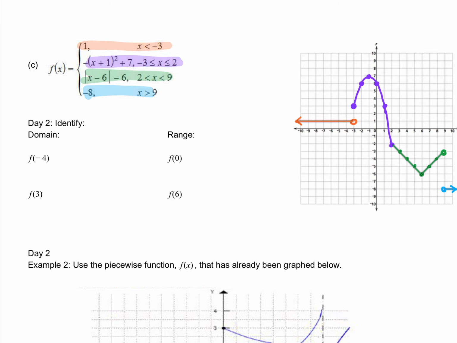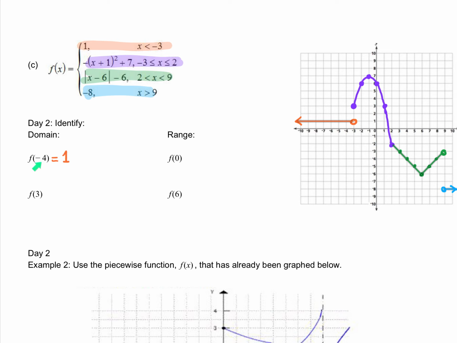Okay, let's move on to the third graph. So for your third graph, you had 4 different functions. So you really do have to be careful about checking to see which part of that piecewise function will use the input that you want to find. So if we start here with f of negative 4, I could come over to my graph and say, okay, here's where x is negative 4. What's my output going to be when x is negative 4? Well, my output's going to be 1. So I know that f of negative 4 is just 1.